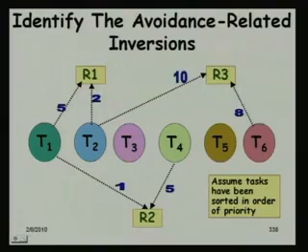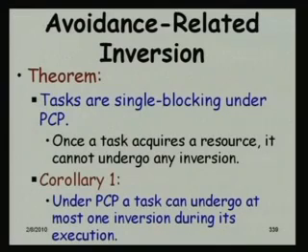Clear for everybody. So, in the resource grant clause, the priority of a task does not change immediately after getting a resource, and the only thing that changes is the current system ceiling, and when a request is made, the priority of the task is checked against the current system ceiling. Okay. Now, let us look at a theorem. The tasks are single blocking under priority ceiling protocol. Once a task acquires a resource, it cannot undergo any inversion.